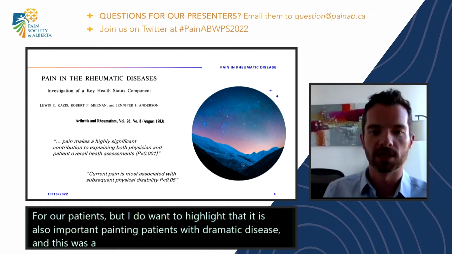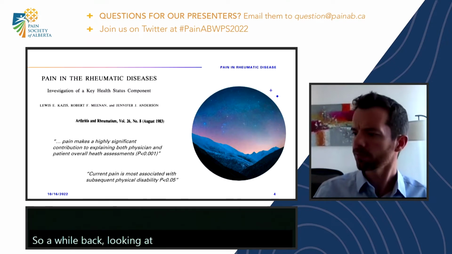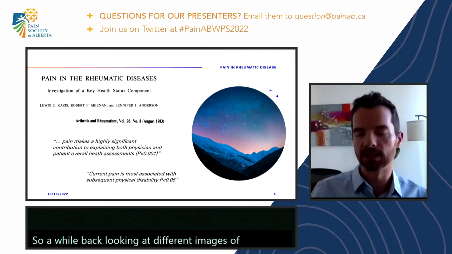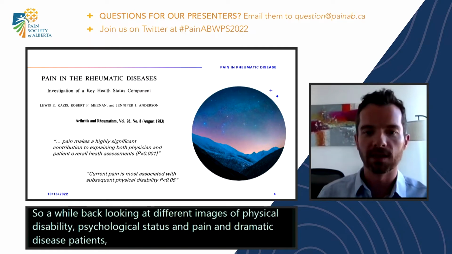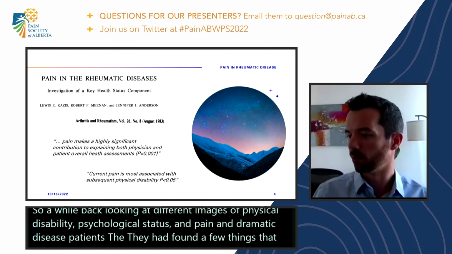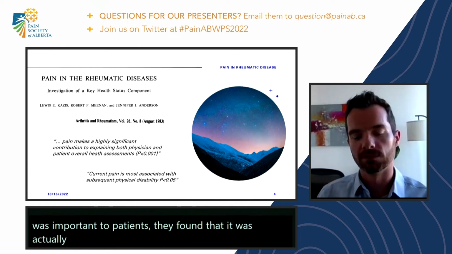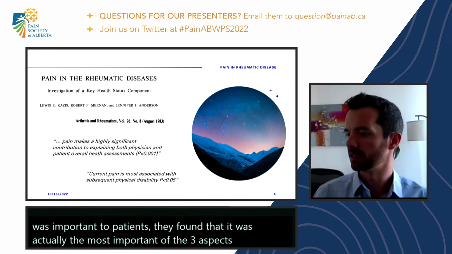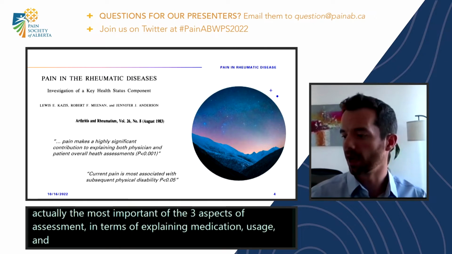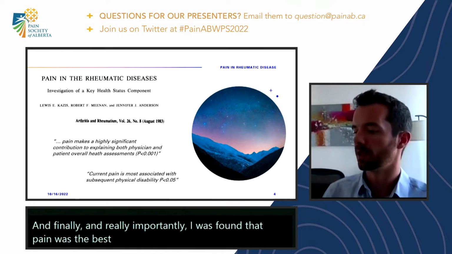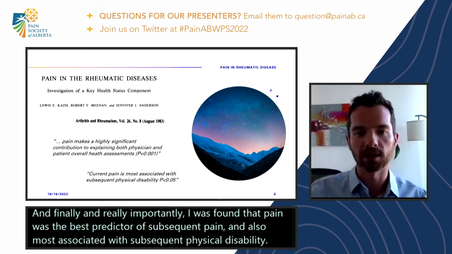This was a study from 1983, so a while back, looking at different measures of physical disability, psychological status, and pain in rheumatic disease patients. They found a few things that may or may not be intuitive. Number one was that pain was important to patients. It was actually the most important of the three aspects of assessment in terms of explaining medication usage. And finally, and really importantly, pain was the best predictor of subsequent pain, and also most associated with subsequent physical disability in rheumatic disease patients.